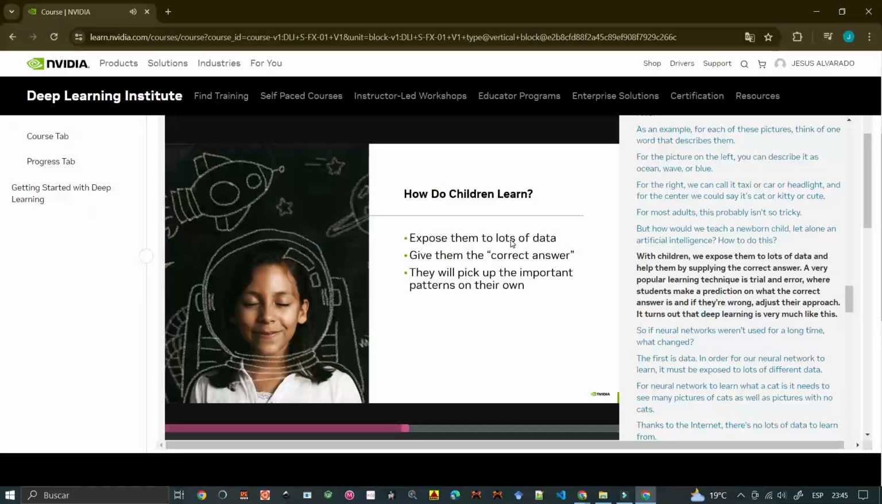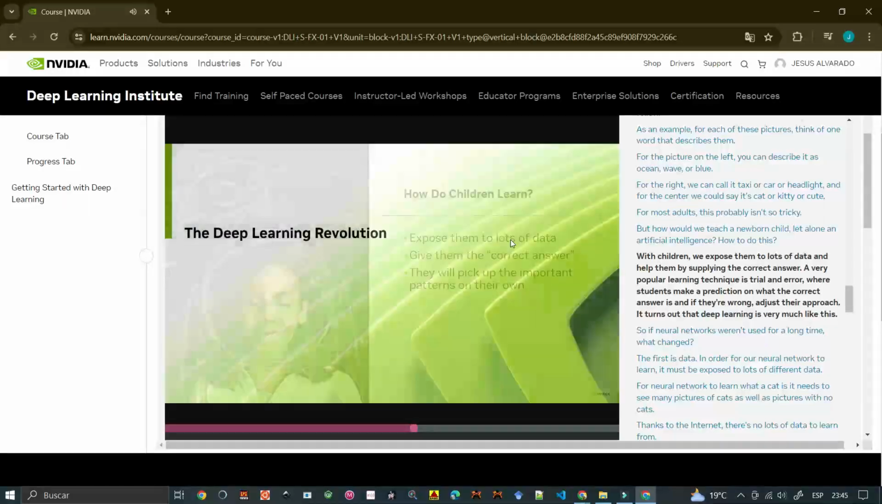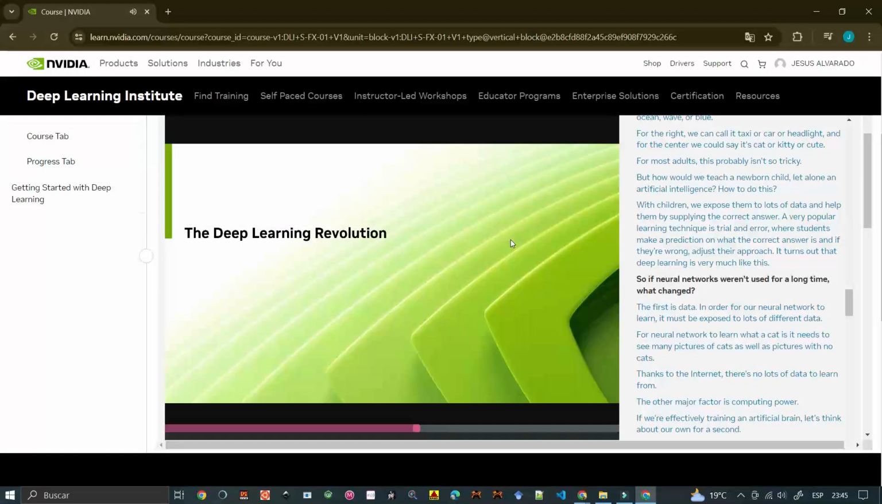With children, we expose them to lots of data and help them by supplying the correct answer. A very popular learning technique is trial and error, where students make a prediction on what the correct answer is, and if they're wrong, adjust their approach. It turns out that deep learning is very much like this. So if neural networks weren't used for a long time, what changed?